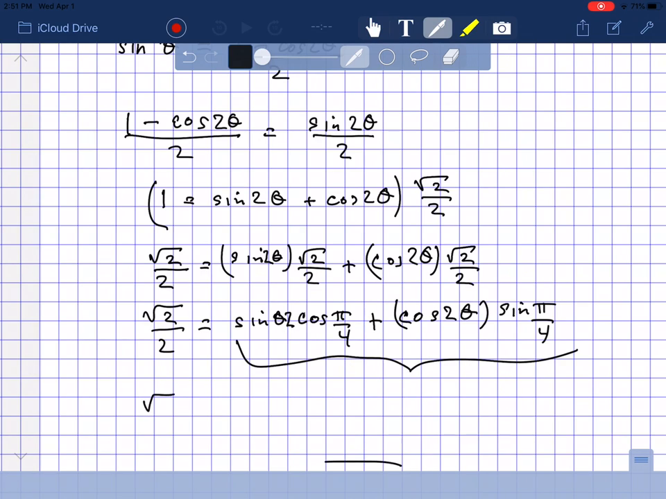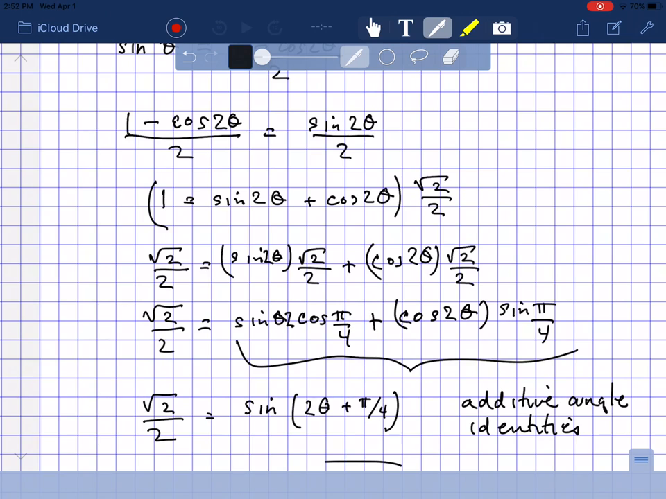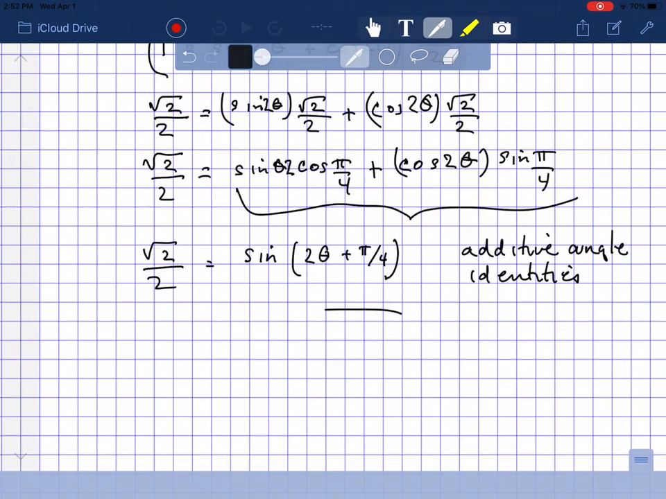Now does this look familiar? Well, this is equal to the sine of 2 theta plus pi over 4. So this is one of those additive angle identities. So to solve these equations, we have to use these identities. Okay.